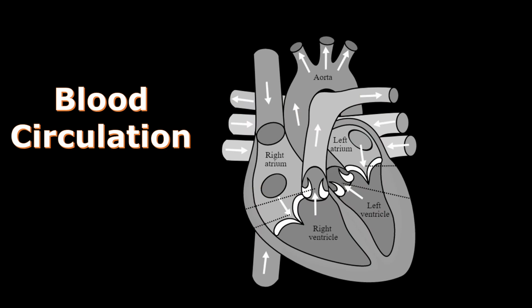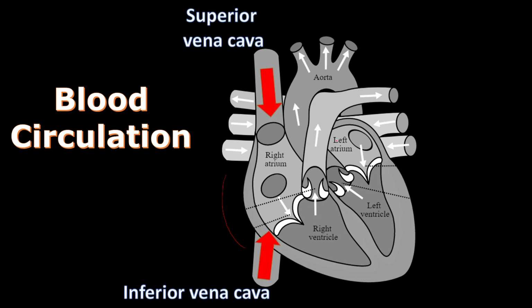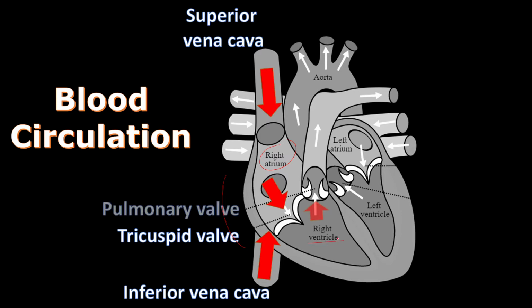Now, the whole process will start at the right side of the heart. The oxygenated blood goes inside via the superior vena cava and the inferior vena cava, and then blood enters the right atrium, which is located here. Then blood passes through the tricuspid valve, located here, and then the blood enters the right ventricle.